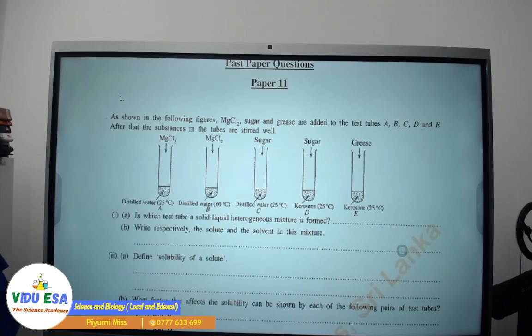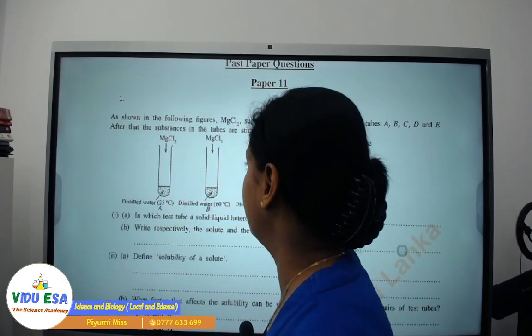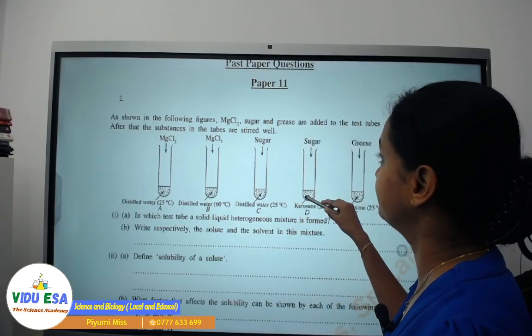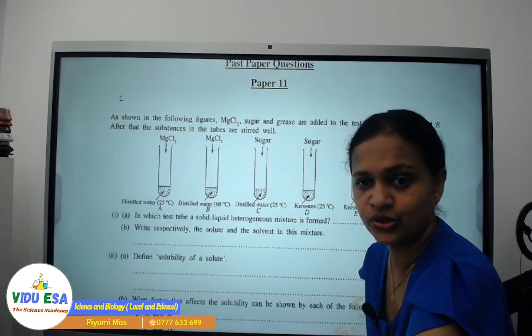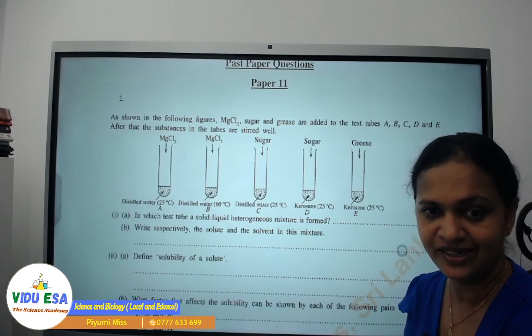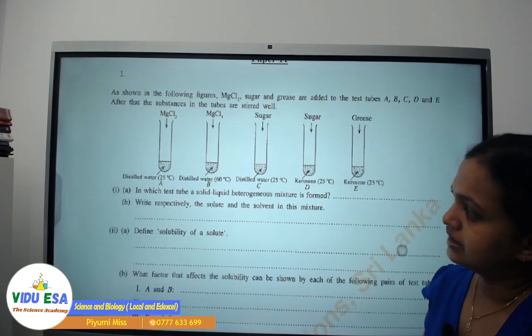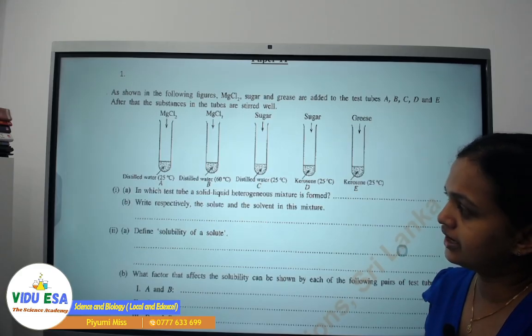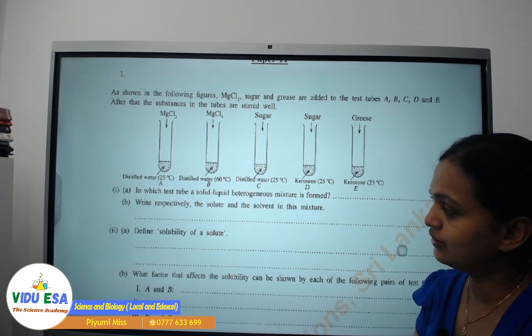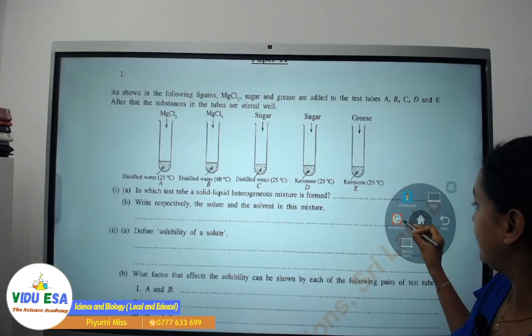So here it says, last time we discussed this in the theory class, right? As shown in the following figures, magnesium chloride, sugar, and grease are added to the test tubes A, B, C, D, and E. After that, the substances in the tubes are stirred well. In the first one, you can see there is distilled water at 25 degrees Celsius. Magnesium chloride is added. In B, distilled water at 60 degrees Celsius. Magnesium chloride is added.